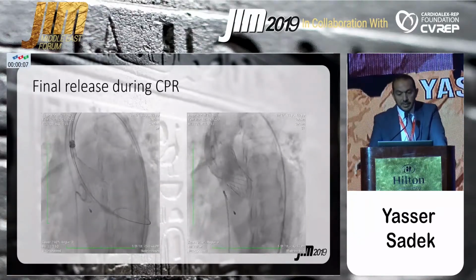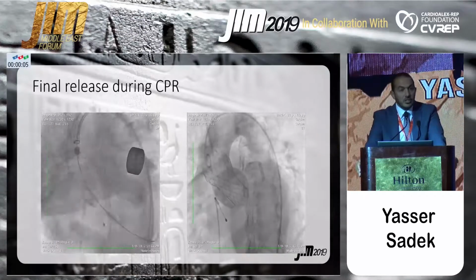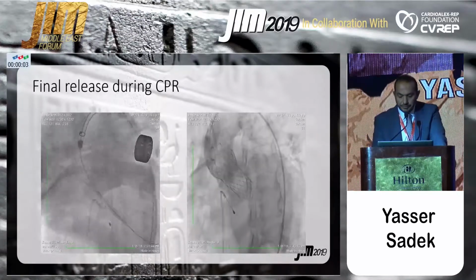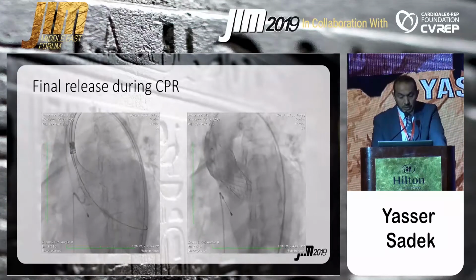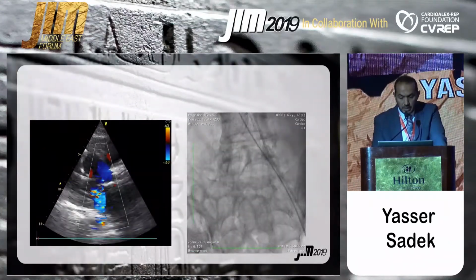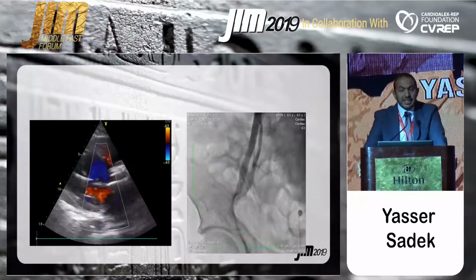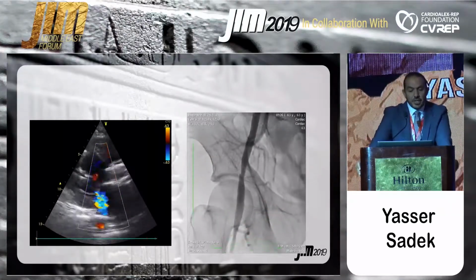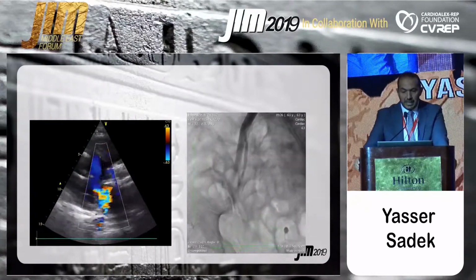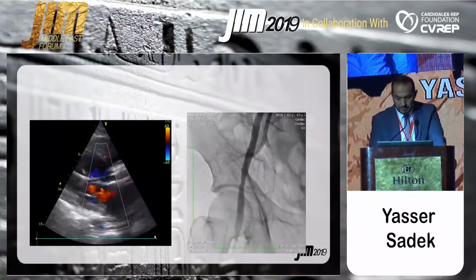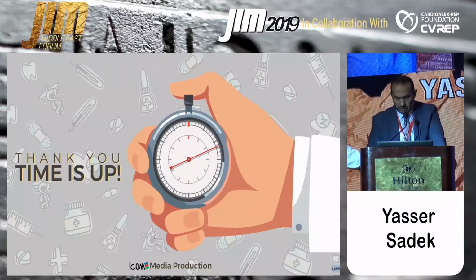And here, this is the final result. There is no aortic regurgitation, but still the hemodynamics of the patient were compromised. And this is his echo 15 minutes after the procedure. And this is at 2 minutes.